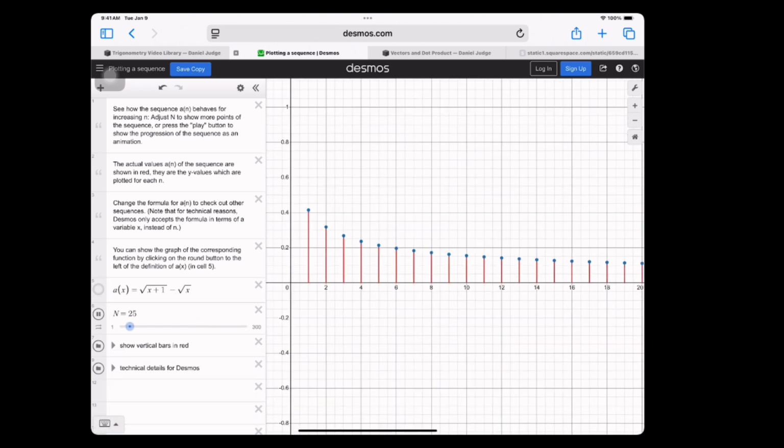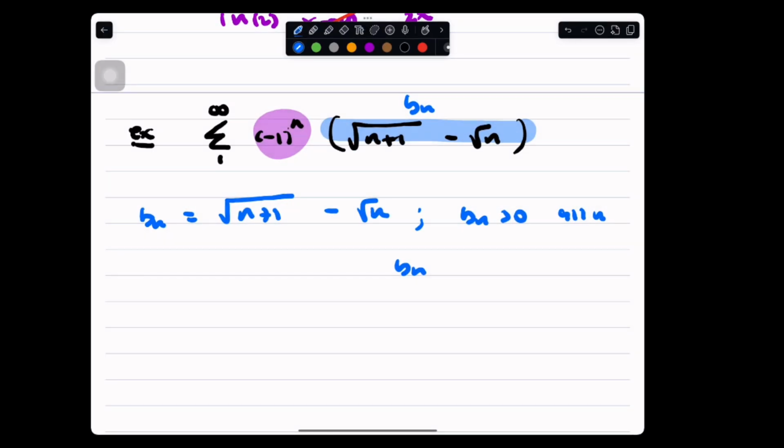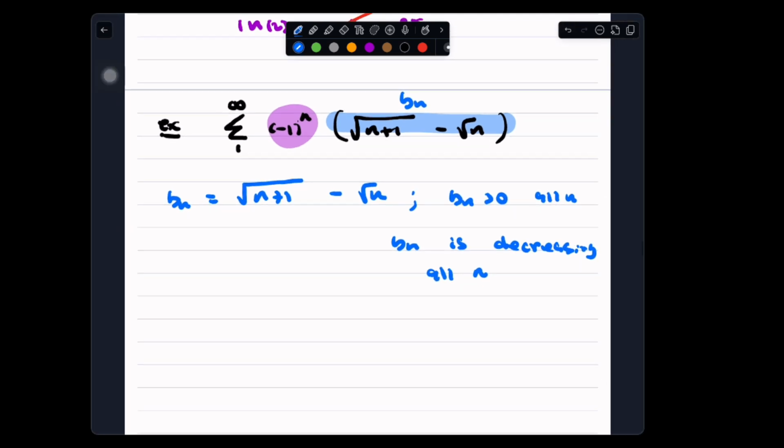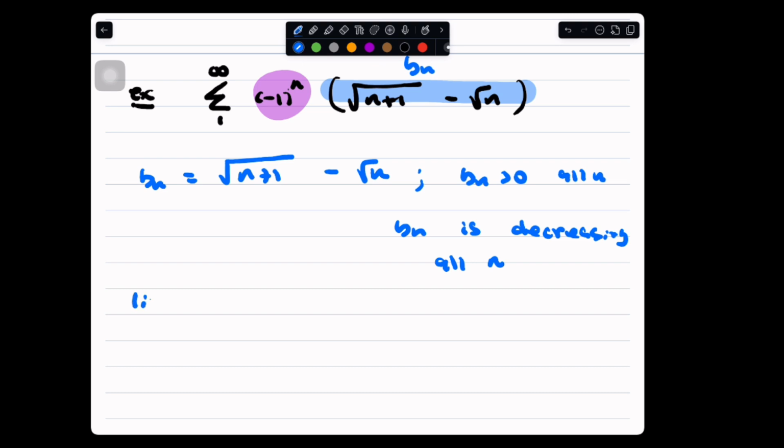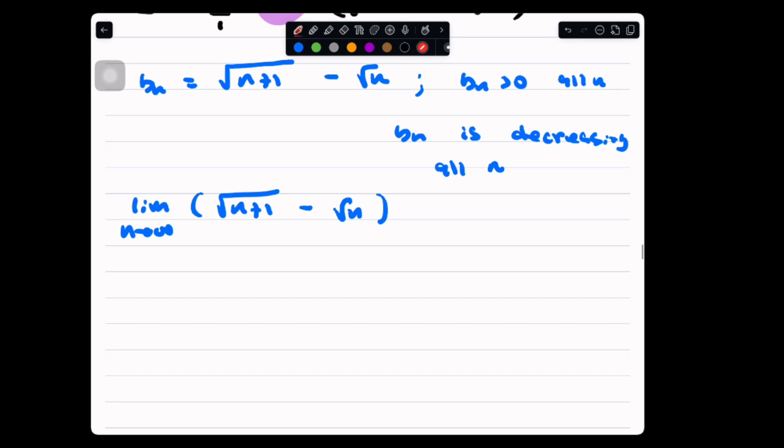Oh, thank you, Desmos. What do we know about this? It's decreasing. Good. No wonder it's in the section of AST. Bn is what? Decreasing for all what? And okay. So you say, what's the limit now? As n goes to infinity, square root of n plus 1 minus the square root of n. And you say, infinity minus infinity.